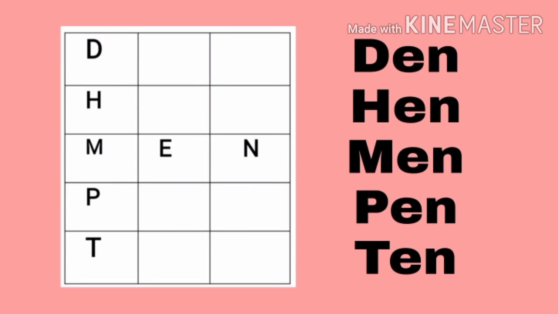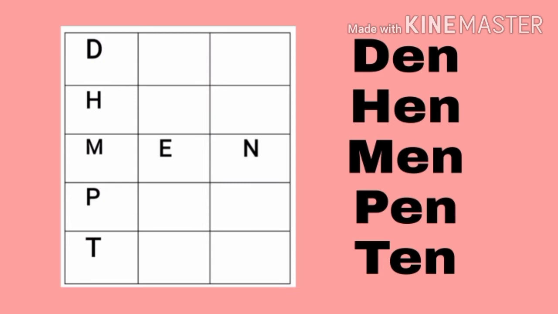So see, first is D. D-E-N, den. D's phonic sound is D, and E-N. Then H phonic sound is Ha. We have to add En in H. So H-E-N, hen. Then M's phonic sound is Ma, and we have to add En.